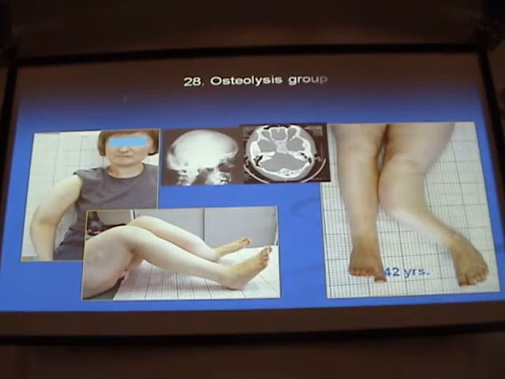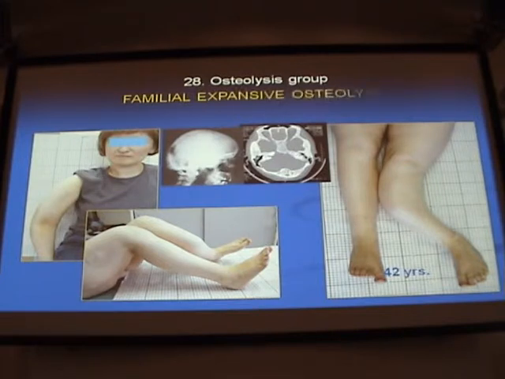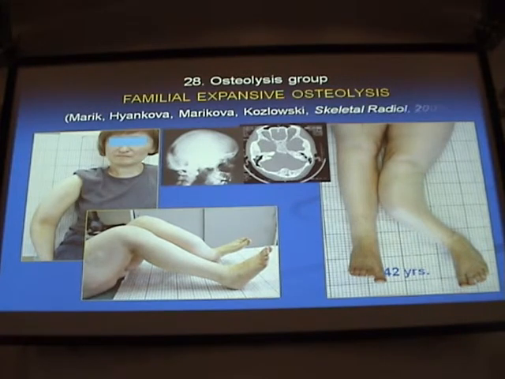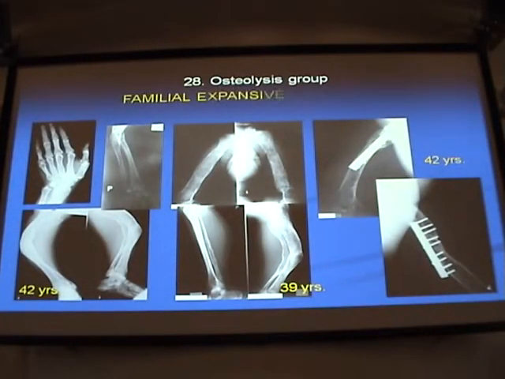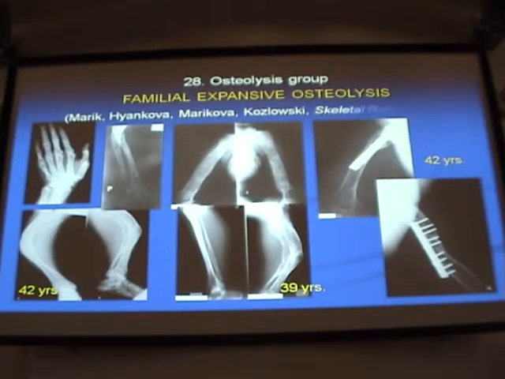This is a patient with familial expansive osteolysis. It is also a very rare diagnosis. Only a few cases were described in the world literature. At first we were thinking of some new type of osteogenesis imperfecta, but later with Professor Kozlovsky we diagnosed familial expansive osteolysis. You see very peculiar changes of long bones.